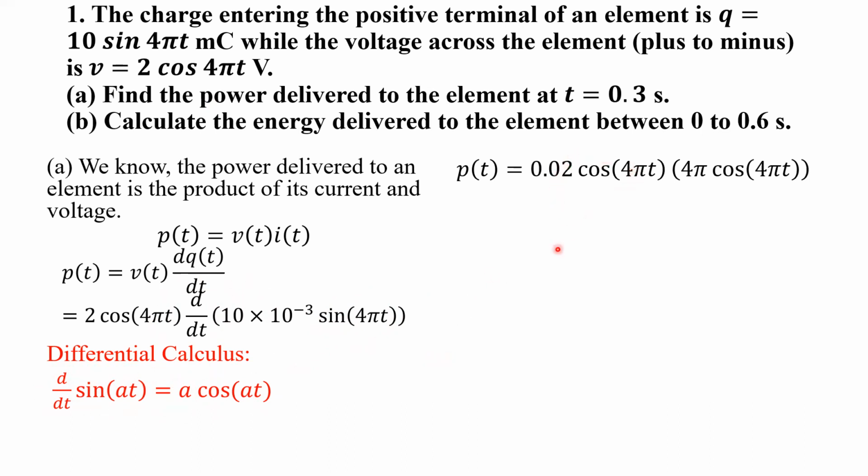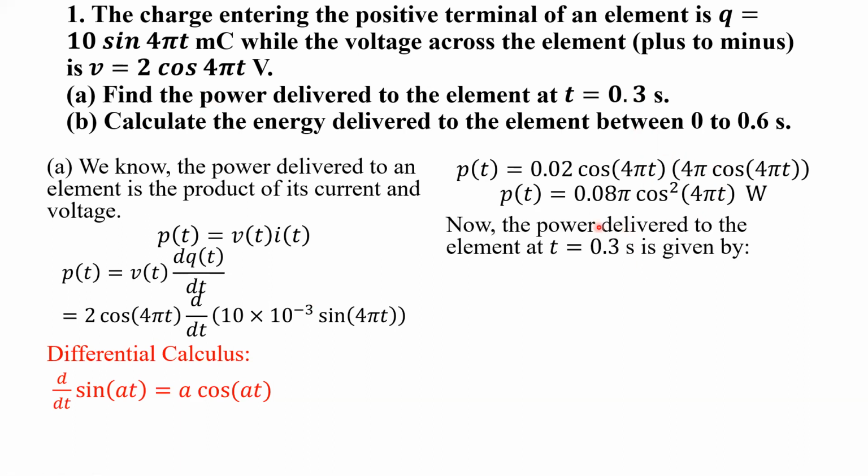Now we can see that these terms are in common. If you multiply with this 2, it becomes 0.02, and cos 4 pi t from here, and from here the coefficient of time, 4 pi, multiplies the whole term and cos 4 pi t. After further simplification, we get this term, cos squared 4 pi t. This is the expression for power delivered to the element at any time t. If we replace t equals 0.3 here, we'll get the power delivered to the element at that particular time.